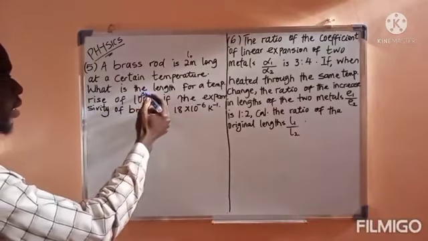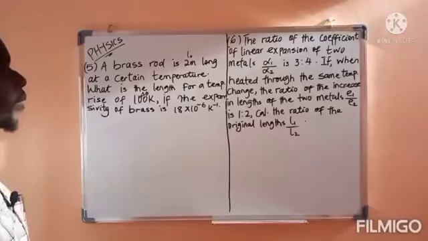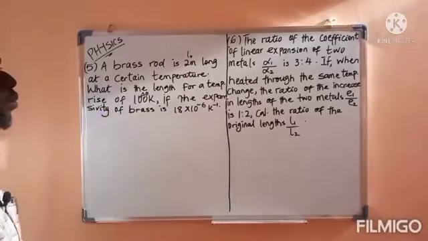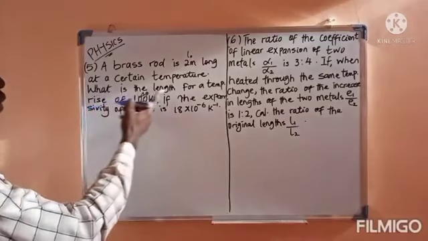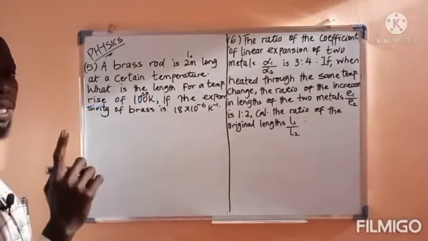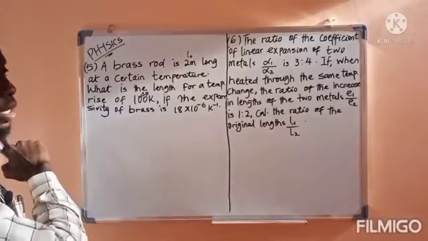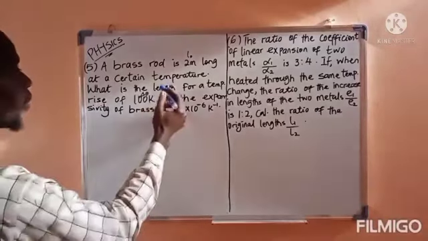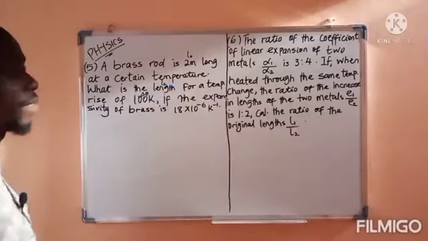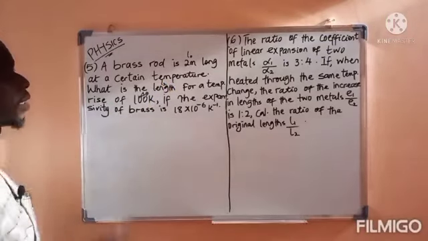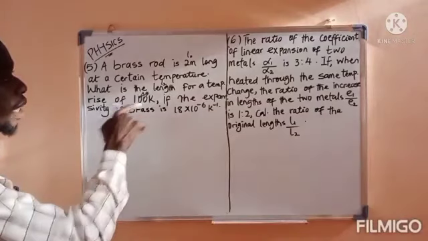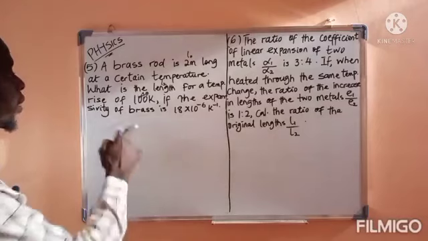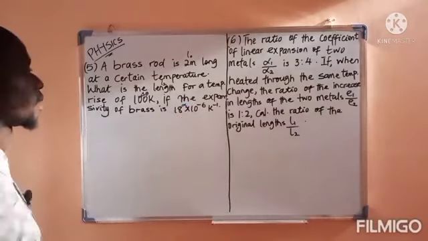Here is the change in theta, meaning that your theta 2 minus theta 1 has already been given to you. So the length you are looking for in this case is not the change in length. Please take note. This is different from the previous questions. Here you are looking for L2, the final length after it has been heated through a temperature rise of 100 Kelvin. Are we clear? So if you have your alpha to be this.